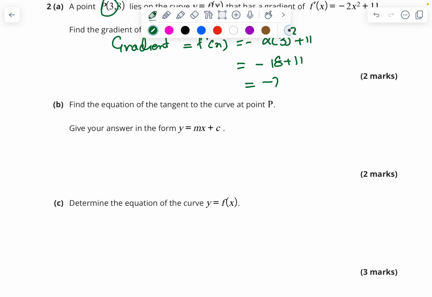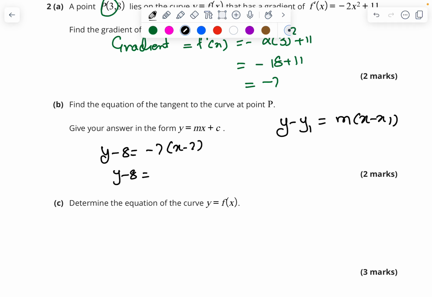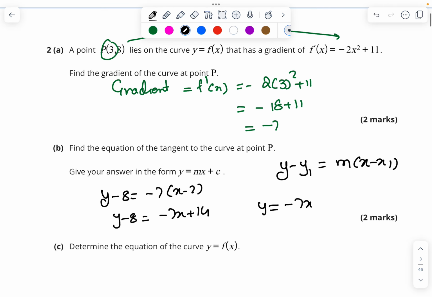Find the equation of the tangent. Again, what am I going to do? I'm going to use the formula y minus y1 equals m times x minus x1. So y minus 8 equals negative 7 times x minus 2. So y minus 8 equals negative 7x plus 14. So y equals negative 7x, and the point is 3. So this is not 14, rather this is 21. So it is negative 7x plus 29. That's going to be the answer.